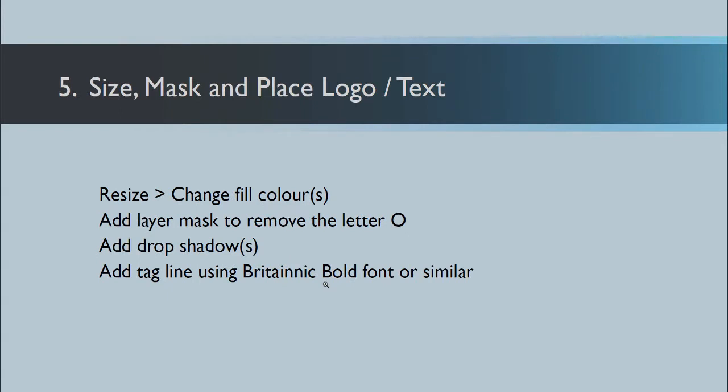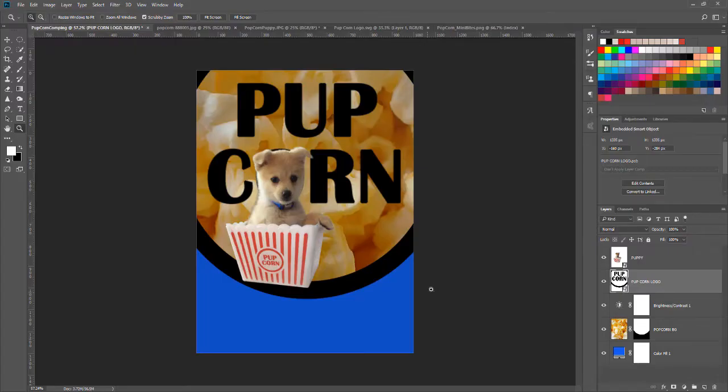So this is chapter 5. We need to size, mask, and place our logo and text, and add layer mask to remove that letter O, add some drop shadow, and then we'll add in some tagline. So first things first, I want to not have this as a white or as a black text. I'm going to go ahead and make it white. Got to get rid of the top pieces here and get rid of the O as well.